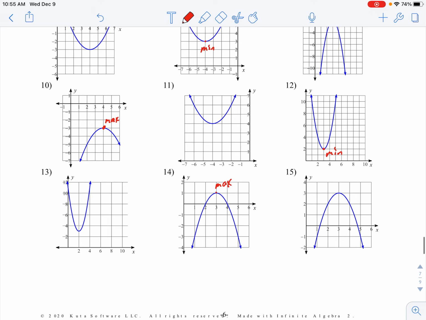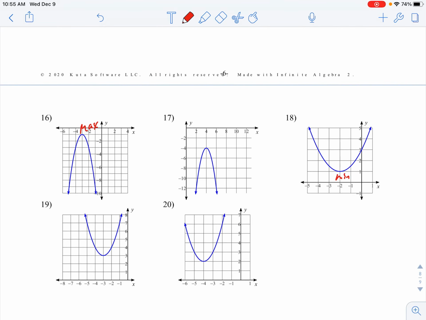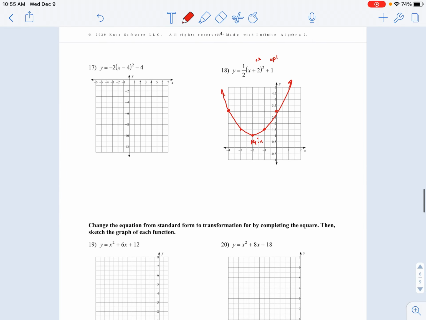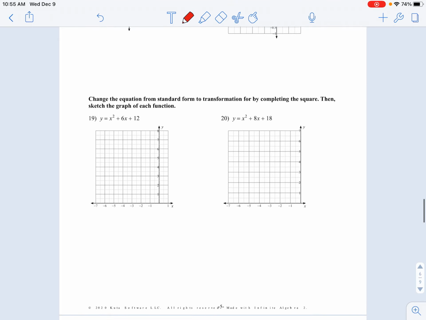So number 18, where am I? Yep, call that a minimum point. There we go. Okay, last one. Change each equation into standard form by completing the square. Remember that. Then sketch the graph of each function.